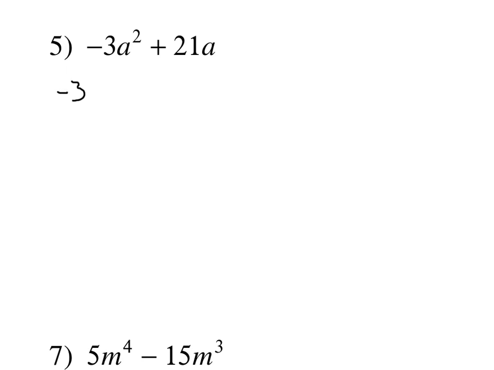Looking at the variables, I can factor out an a from that binomial. So now I think about what am I going to put in here as my remainder binomial? What's left behind in there? Well, -3a times what gives me -3a squared? Well, that would be a. There's an a left behind. And then -3a times what gives me positive 21a? Well, that must be a -7, because -3 times -7 gives us the positive 21.